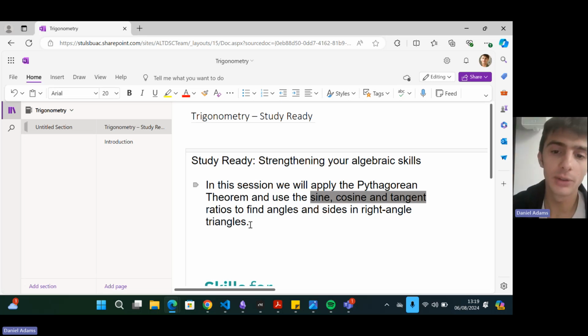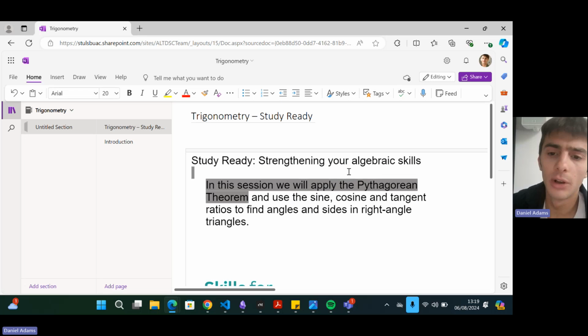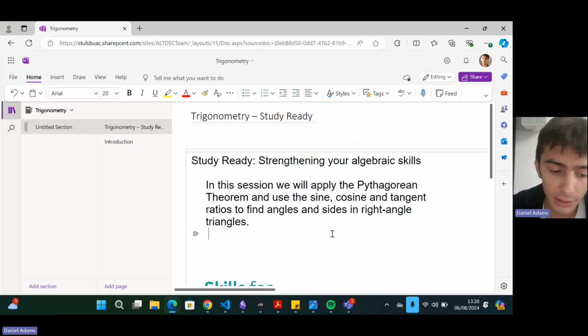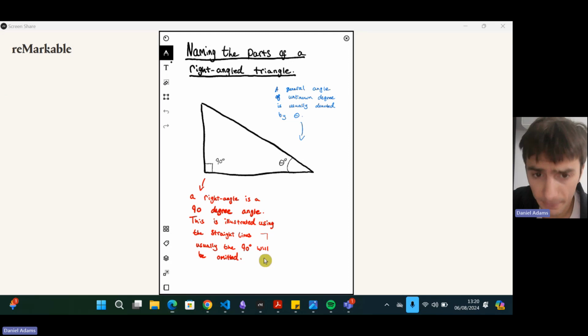Okay, and right-angled triangles and this Pythagorean theorem will crop up all over the place, even if you're not studying maths. If you're doing any quantitative subject, you will find this Pythagorean theorem cropping up. So I'm just going to share my screen.